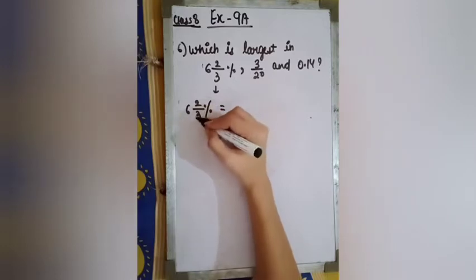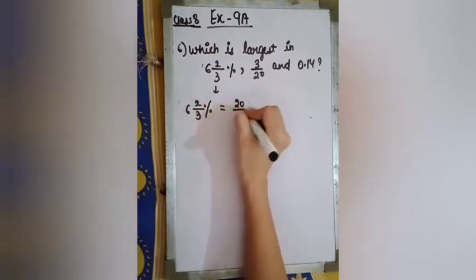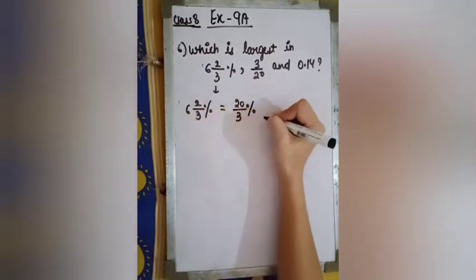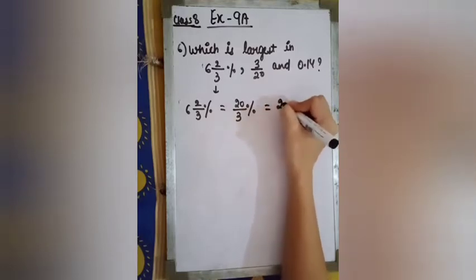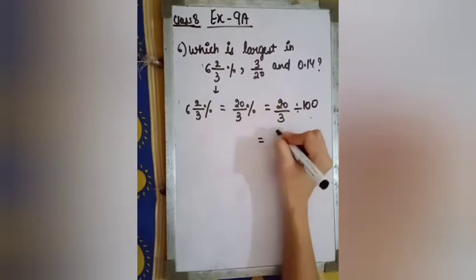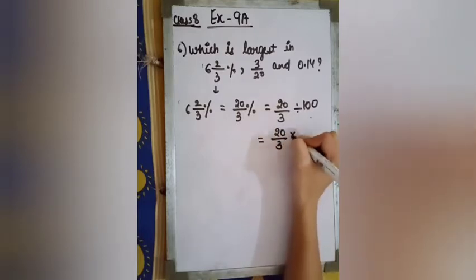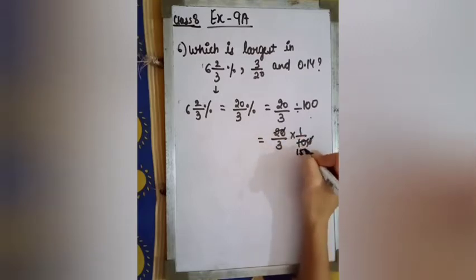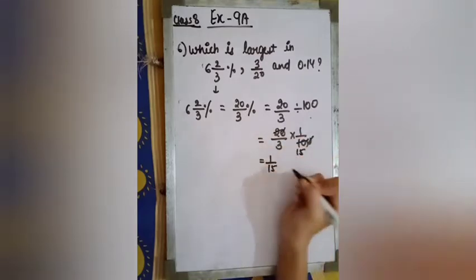So first 3 6s are 18. It is 20 upon 3%. We have to remove the sign of percent. So to remove the sign of percent, what we do? We divide by 100. Okay. Now we have 1 upon 15.